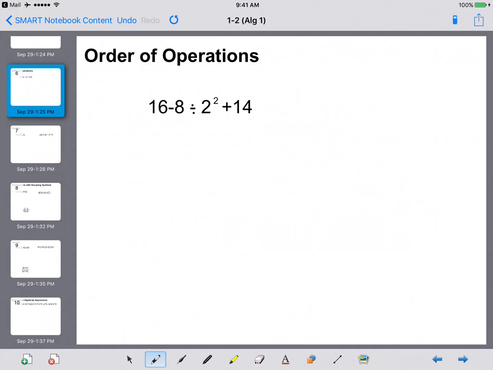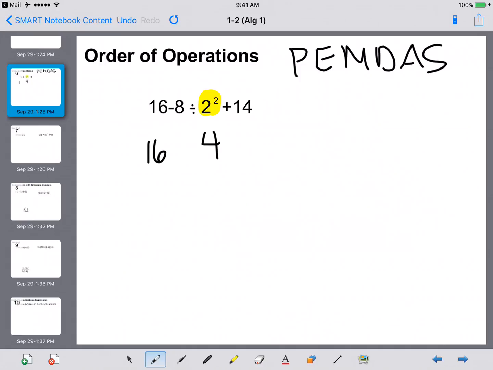So we've got to do the order of operations here. So I'm just going to write PEMDAS up here so I can remember. I don't see any parentheses, so I got to do some exponents. So here's some exponents. 2 squared is 2 times 2, which is 4. Then everything else needs to be brought down. So 16 minus 8 divided by 4 plus 14.